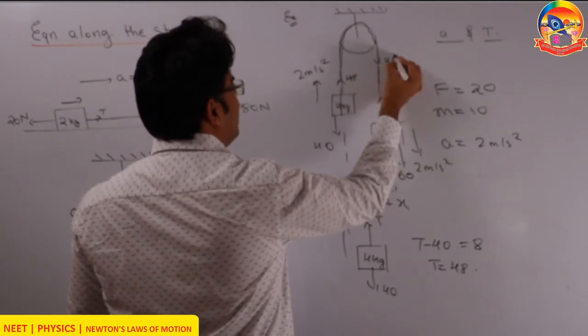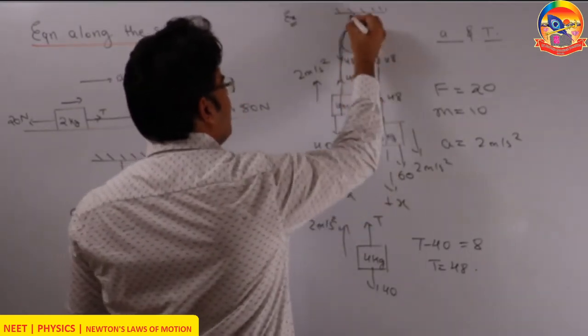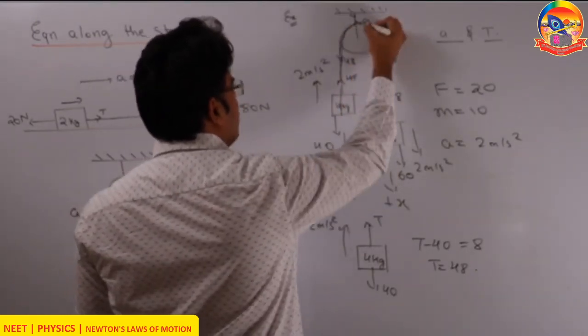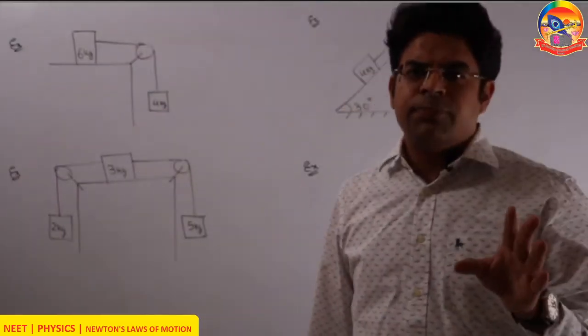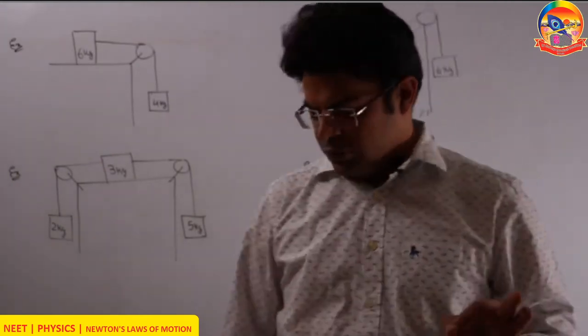If the tension here is 48, tell me what has to be the tension here? Yes, double of it. So that will be 96 Newton. So let's practice some problems using the concept of equation along the string.